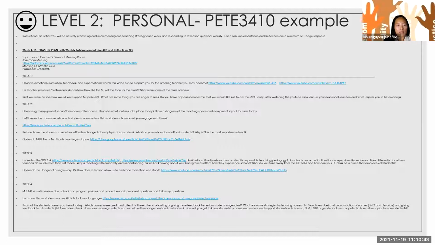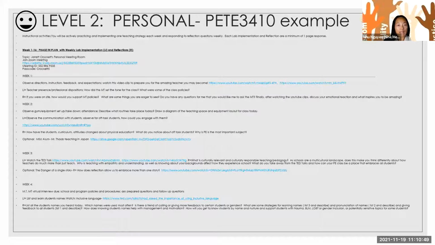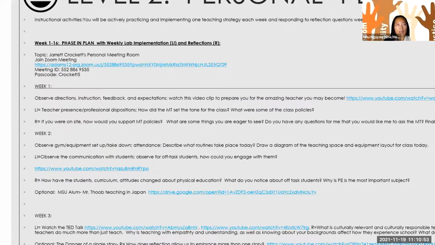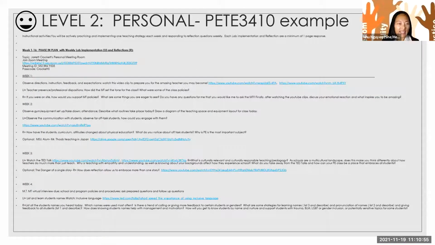My zoom function is not quite working. Can you see that a little bit better? Not yet? Okay, I'll keep zooming in. How about that? That's okay, great, thank you.